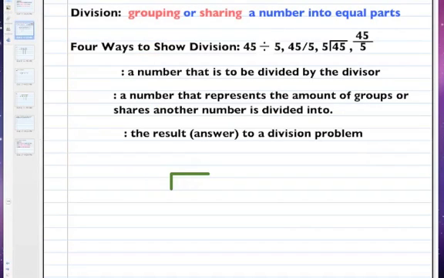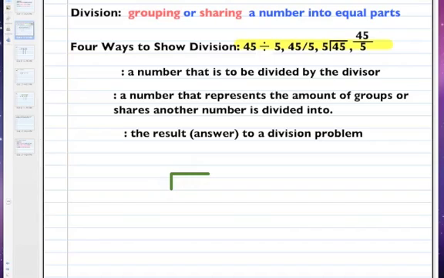Division is simply grouping or sharing a number into equal parts. There are 4 ways to show division. You can use the division sign, a slash, the division box, or write the division problem as a fraction.